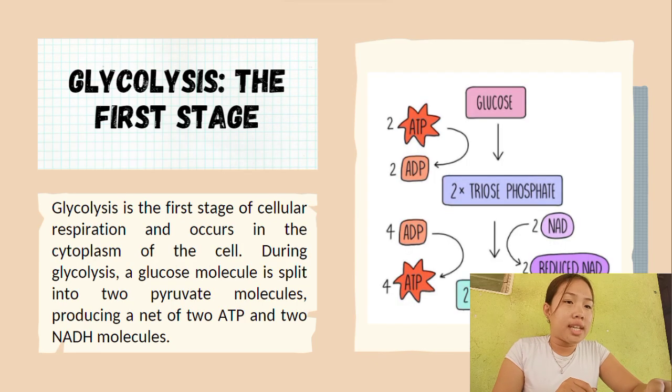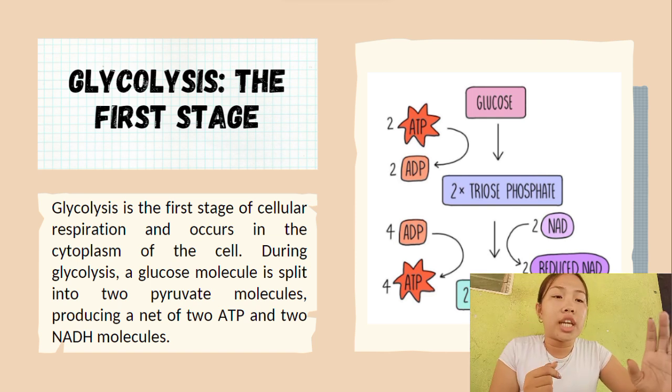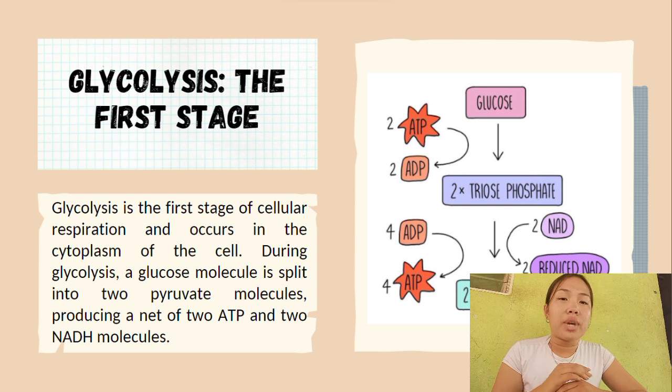Now is glycolysis, the first stage of cellular respiration, and it occurs in the cytoplasm of the cell. During glycolysis, a glucose molecule is split into two pyruvate molecules, producing a net of two ATP and two NADH molecules. This crucial process initiates the breakdown of glucose, setting the stage for further energy extraction in subsequent stages of cellular respiration.